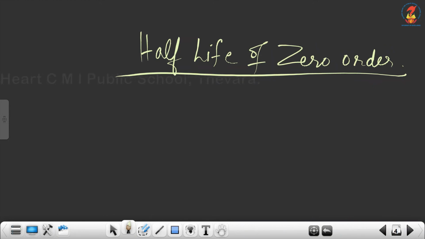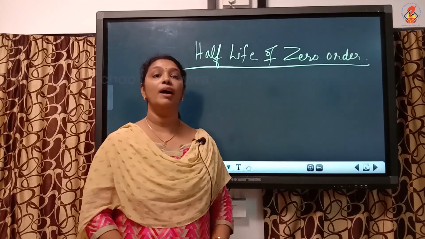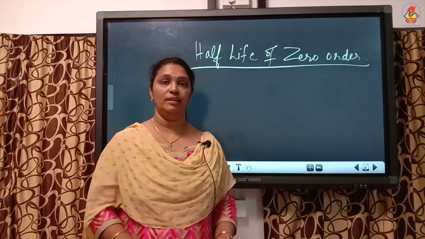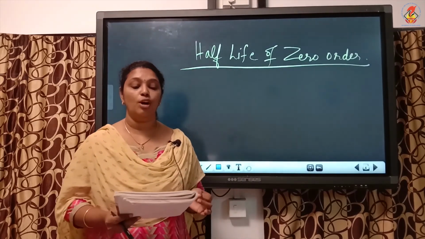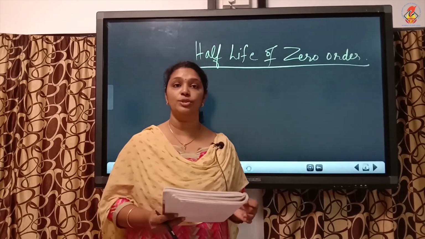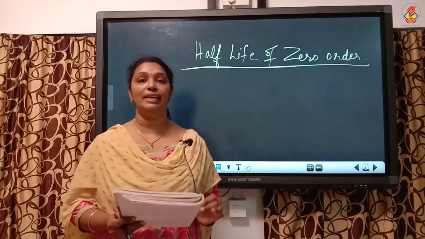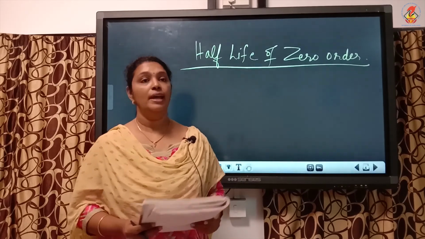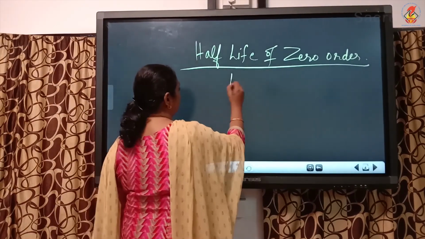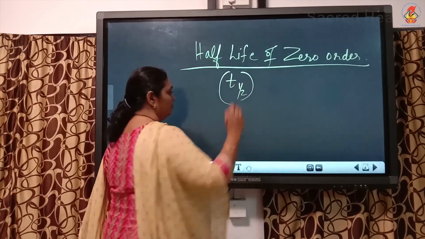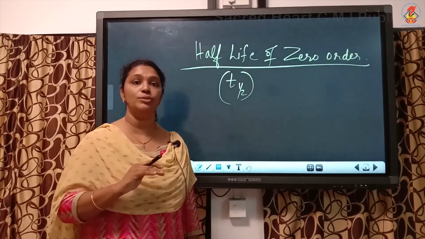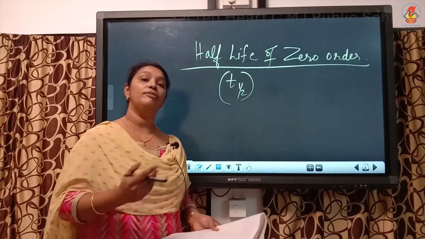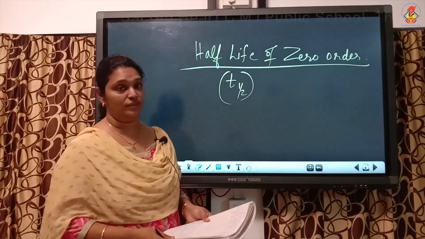Half-life of a zero-order reaction. Now, what do you mean by the term half-life of a reaction? Half-life of a reaction is the time in which the concentration of reactant is reduced to one-half of its initial concentration. And half-life is denoted as T-half. So, this is the time in which the concentration of reactant is reduced to one-half of its initial concentration.